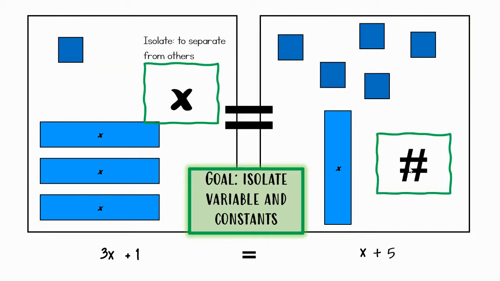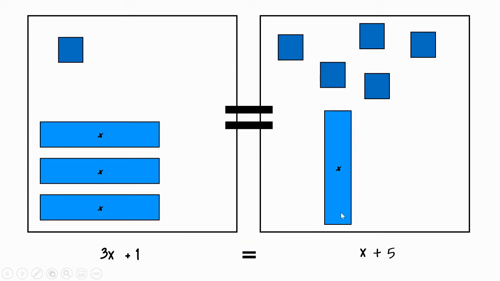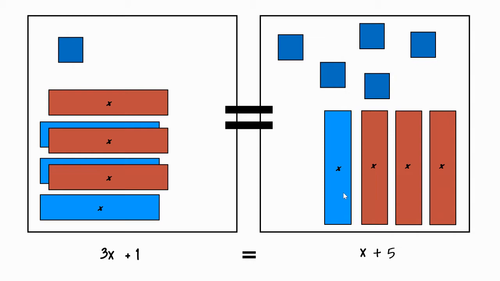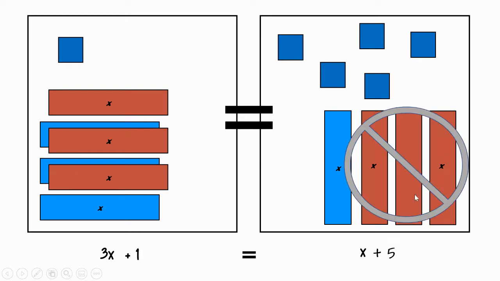In other words, we want to get all of the x's on one side and all of the numbers on the other. So we're going to use zero pairs to do that. I could add 3 negative x's on the left side, canceling out those, but then I would have to add 3 negative x's on the right side, which would end up giving me 2 negative x's on this side, and that's something I definitely don't want. Negative x's are not good.